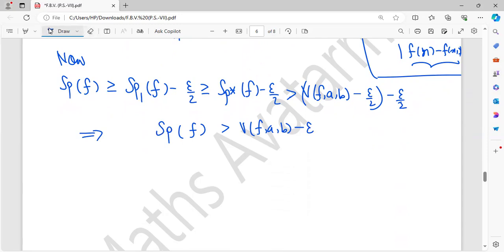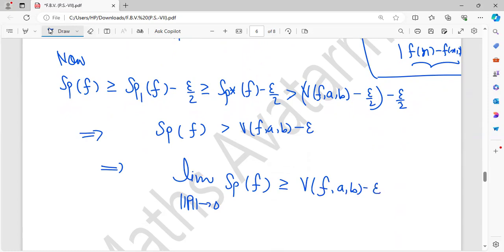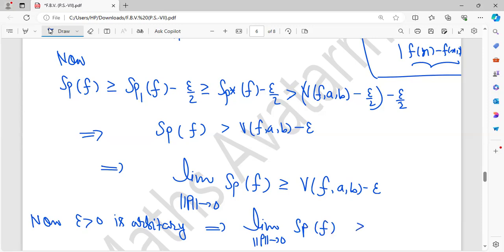Okay. So this implies limit norm of P tending to 0, S(P,F) is greater than or equal to S(P,F) minus epsilon. Okay. So epsilon greater than 0 is arbitrary. So what we have? We have limit norm of P tending to 0, S(P,F) is greater than, let's say, equation number 5. Okay.